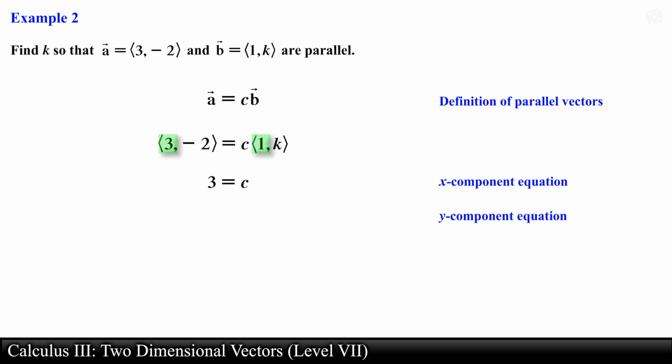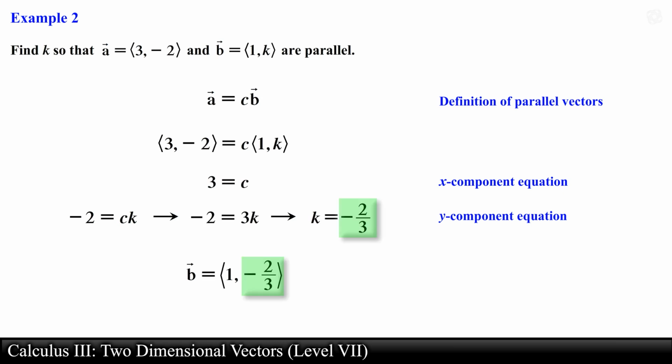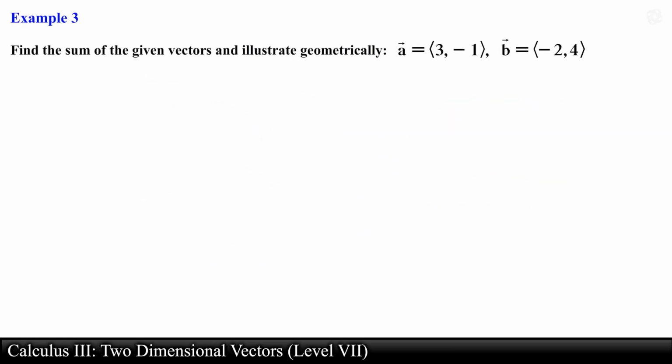The x components yields the equation 3 equals C, and the y components yields the equation -2 equals C times K. We know from the first equation that C equals 3, so we go ahead and use this result and substitute this value into the second equation and solve for K. So, in order for these two vectors to be parallel, vector B has to have a y component equal to -2/3. Alright, now let's try a couple of examples that make use of vector addition.